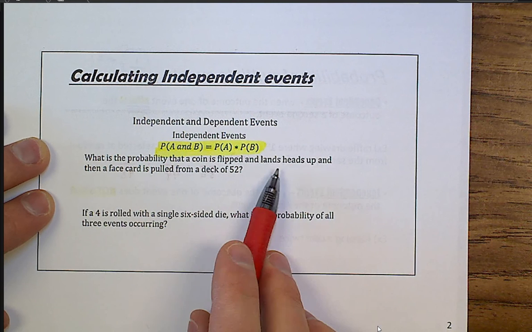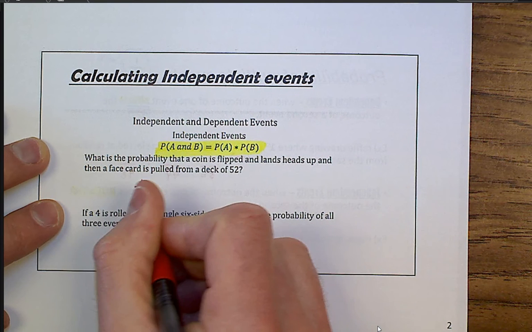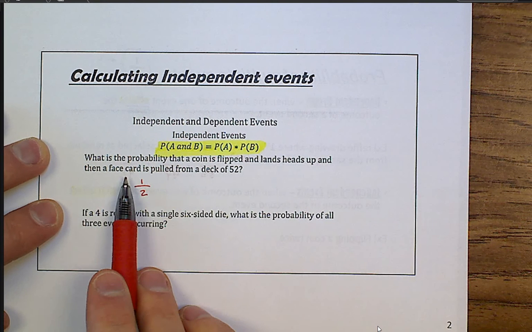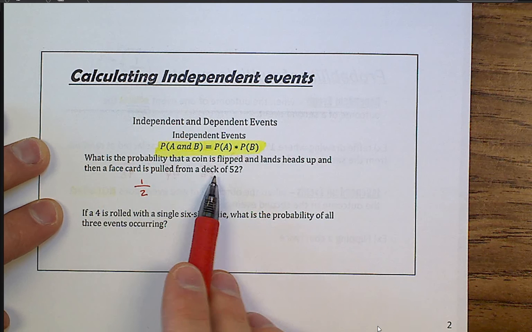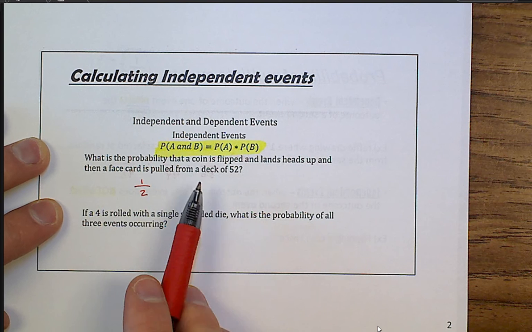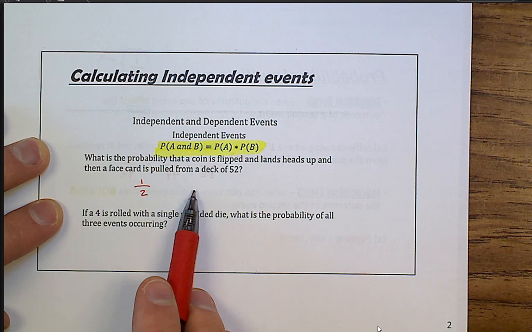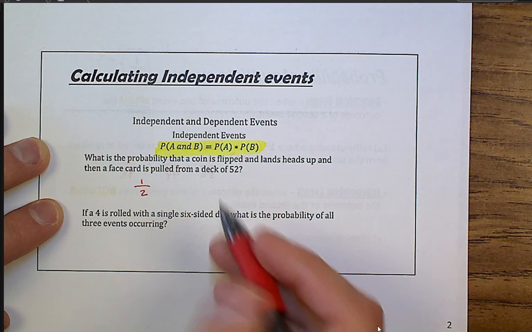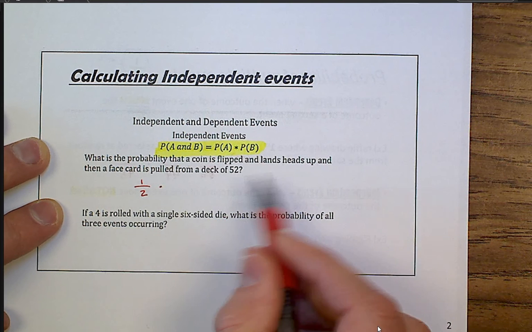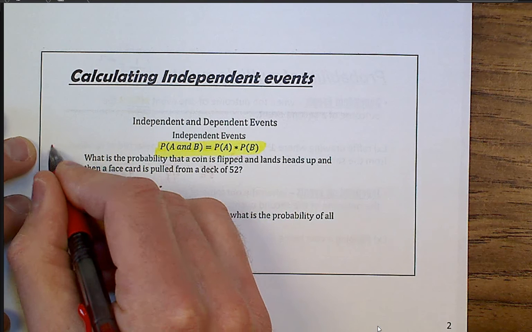heads up? So that would be 1/2. And then a face card is pulled from a deck of 52 cards. Those are obviously not related to each other. The coin has nothing to do with the 52 cards that are in the deck. Now, a face card would be a king, right? A queen and a jack.